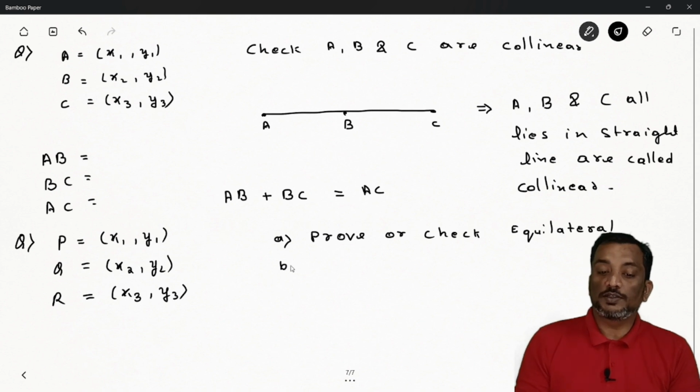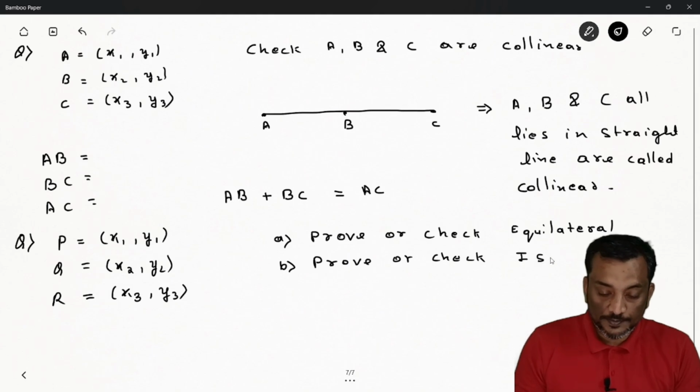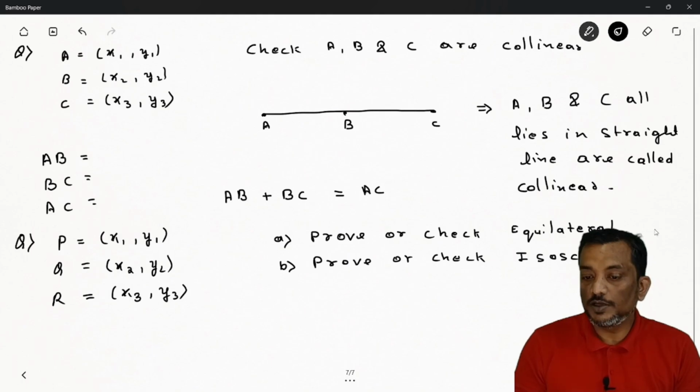Second, they will ask you, hey, prove or check isosceles triangle. Prove or check isosceles triangle. Isosceles. So now you understand.